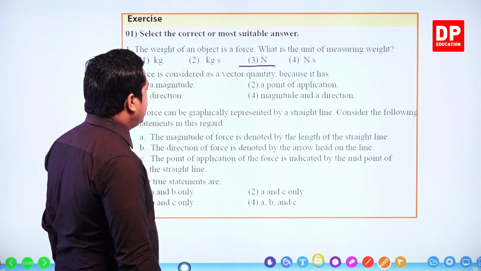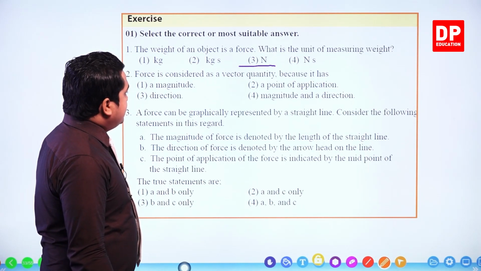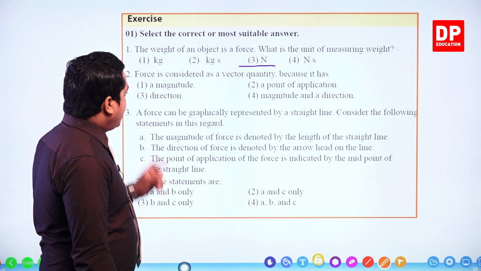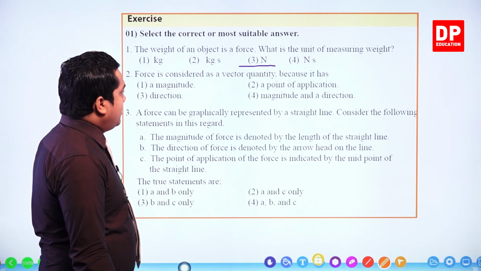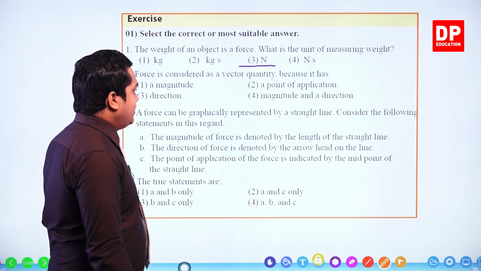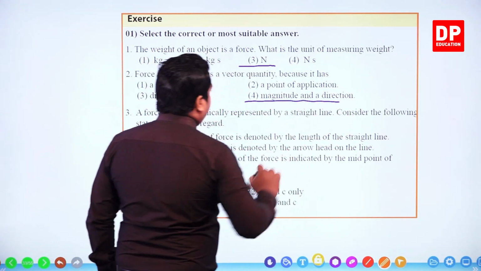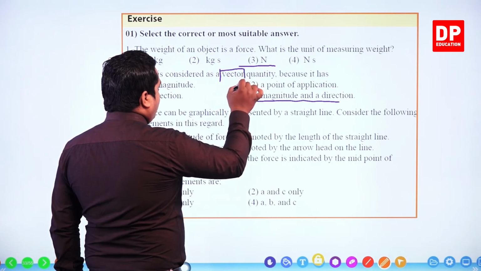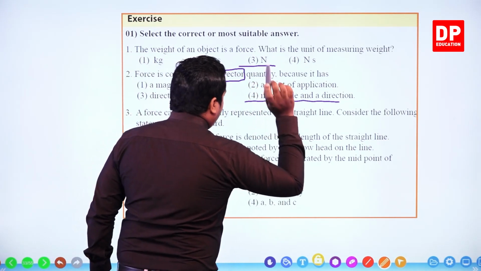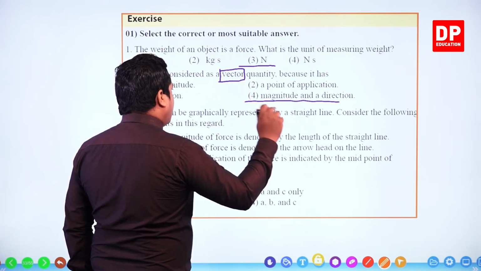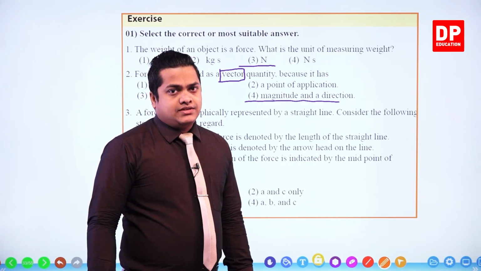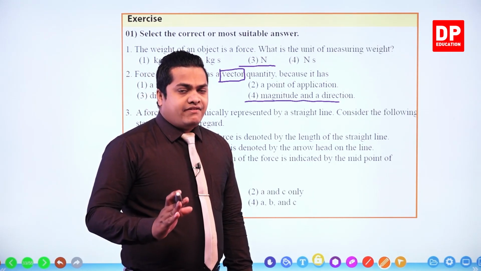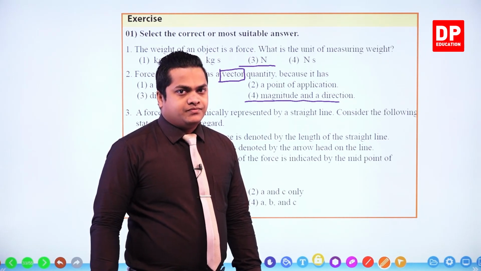So let's go for the answers then. Force is considered a vector quantity because it has a magnitude. That is correct. Number three, direction. That is also correct. A point of application. That is also correct. Magnitude and a direction. However, these things are called vector quantities because they have a magnitude plus a direction. There is a point of application as well, but that is irrelevant for the vector quantity. Vector quantities are quantities that have a definite direction along with the magnitude.